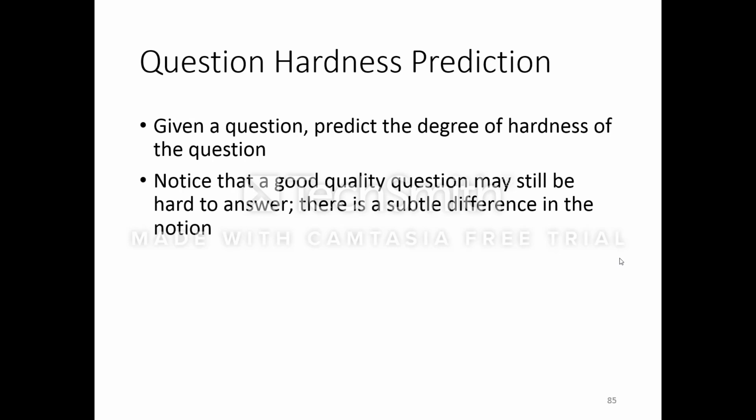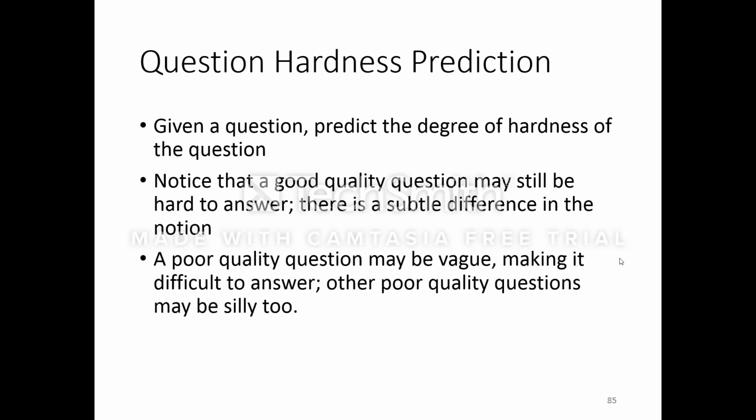So hardness and quality are not exactly the same kind of notion. There is a subtle difference. A poor quality question may be vague, making it difficult to answer, and other poor quality questions might also be very silly, right? So hardness and quality are slightly different notions, and it's important to keep this in mind, and that's what distinguishes the question hardness prediction problem from the question quality prediction problem.